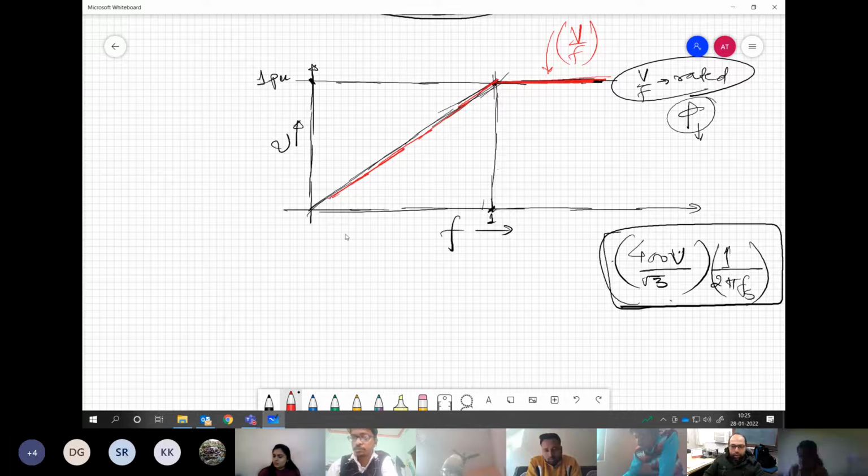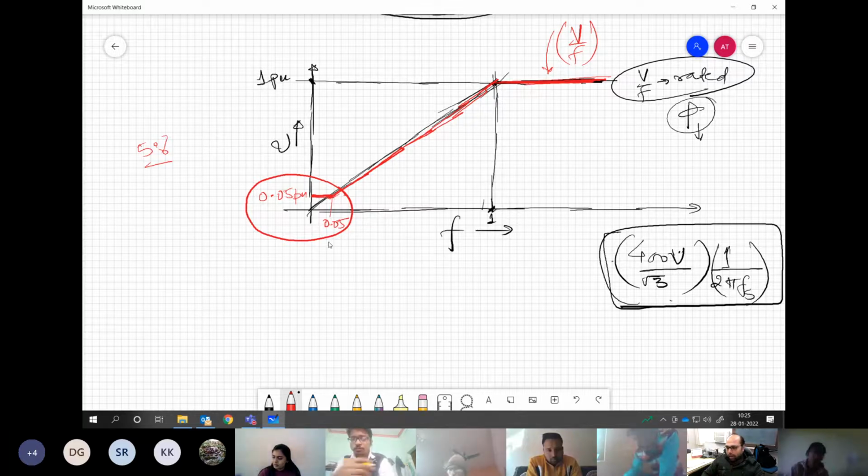For very low values, what I was telling earlier, up to say 5% of the rated value of frequency, we keep the voltage constant. We keep this at 0.05 per unit, up to this 0.05 per unit of frequency. So the red line is actually what we follow for the V by F profile. This is the initial voltage boost I was talking about, which will compensate for the resistance drop which was unintentional at lower frequencies. For higher frequencies, this is fine.